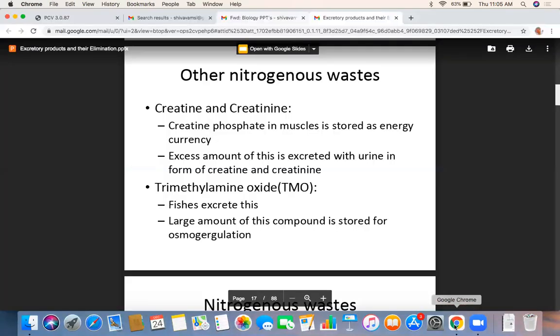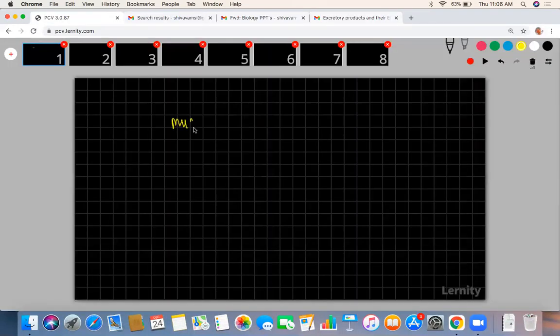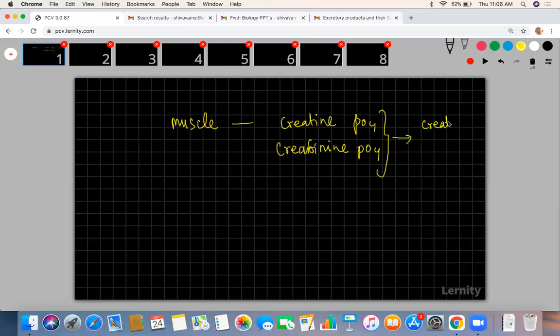Okay, so now there are certain other nitrogenous wastes. For instance, you have something called creatine and creatinine. So what is this creatine and creatinine? This creatine and creatinine are energy that is stored in muscles. So in your muscles, you have something called creatine phosphate, or creatinine phosphate. When this energy currency is used, creatine is created and creatinine is created.